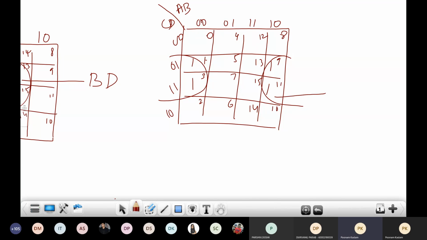And what will be the resulting product term if you combine these 4 1 cells? B bar D. Very good. B bar D is the resulting product term. You have to see which variable is not changing for all these 4 1 cells which are forming a group. So B bar D is the resulting product term. Very good. One more example.